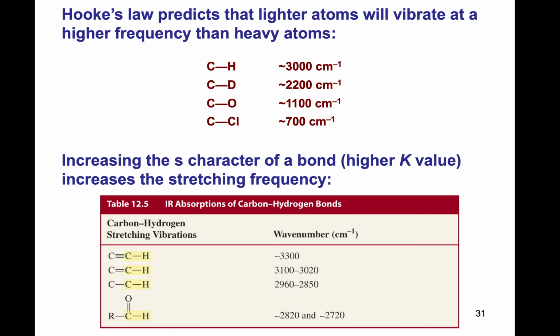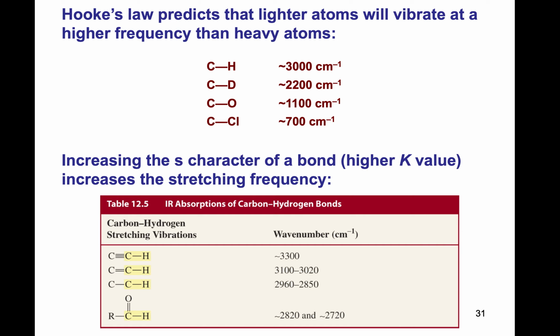Table 12.5 from the 6th edition of Paula Bruice shows you something of practical use to us. Infrared absorptions of carbon-hydrogen bonds. You have the triple bond CH, double bond CH, tetrahedral CH, and a hydrogen bound to a carbonyl. A carbonyl is a carbon-oxygen double bond, a sigma and a pi, and there are 2 lone pairs on the oxygen not shown. That's an aldehyde functional group.